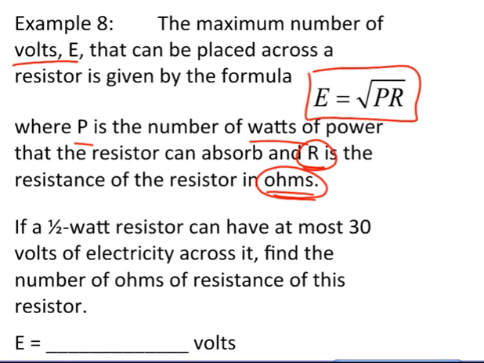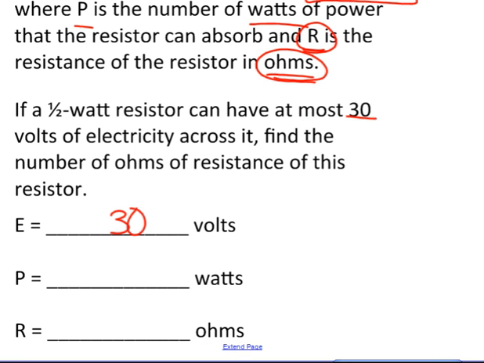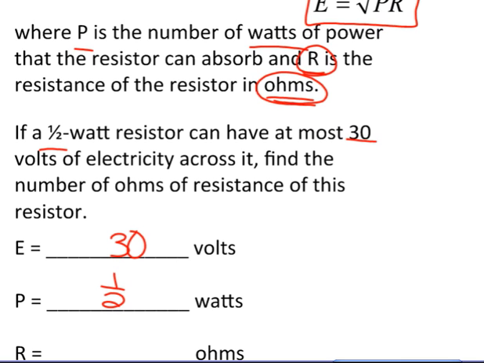So we're trying to find the R. We know E, which is the volts. We have 30 volts. We know we have a half watt, and we're trying to find the ohms. So we're going to take these numbers and plug them into our formula.